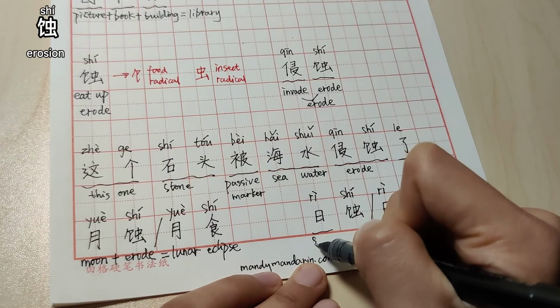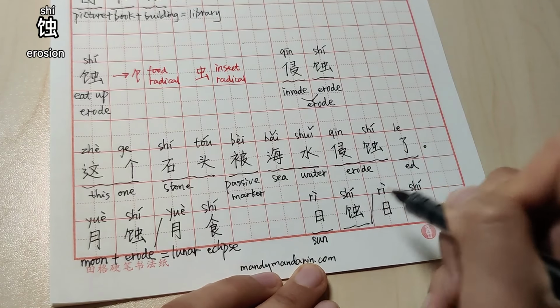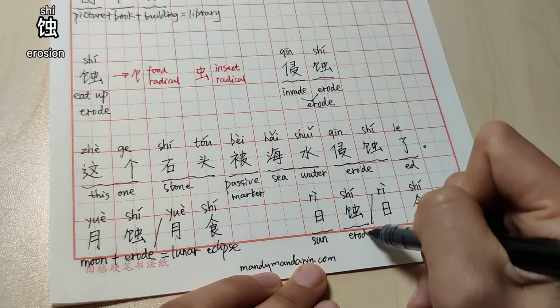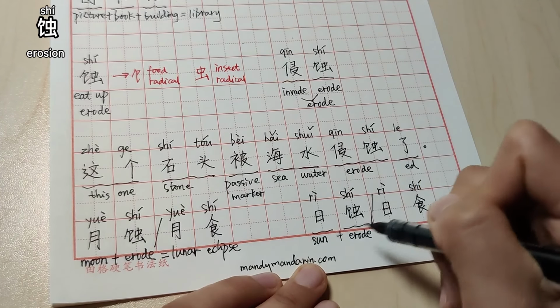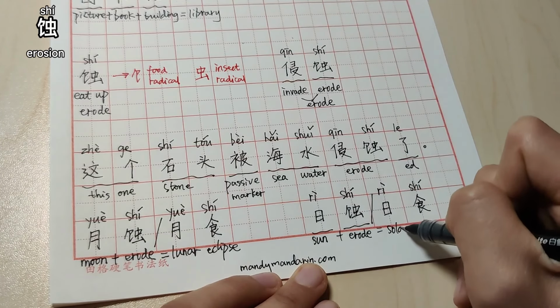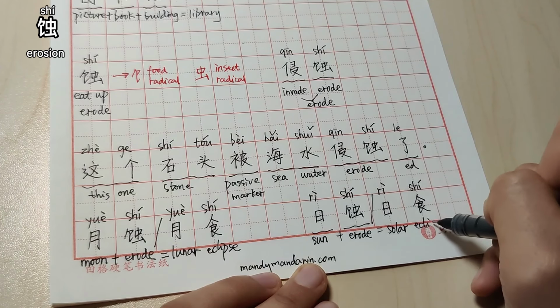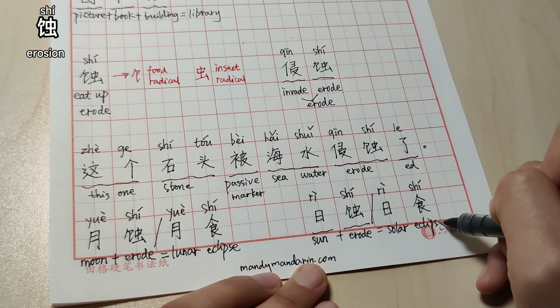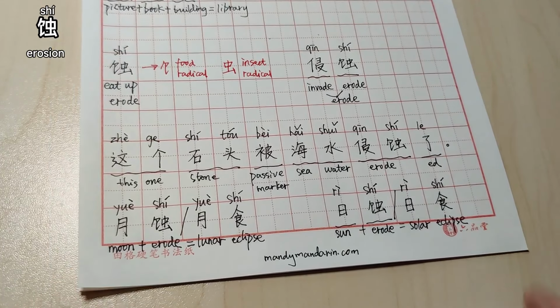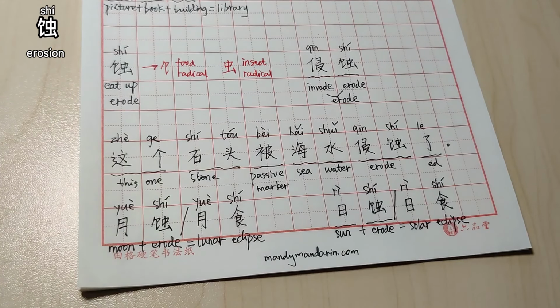Same logic, we can have 日 is the sun, 蚀 erode, 日食, solar eclipse. Right? So actually it's a pretty advanced word, but to write it and explain it in Chinese, it's pretty simple.